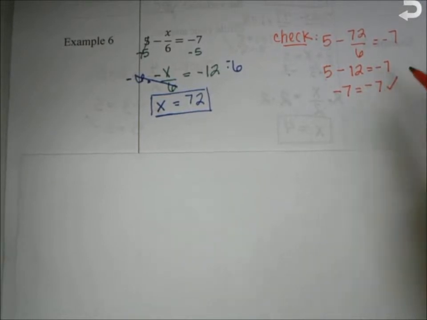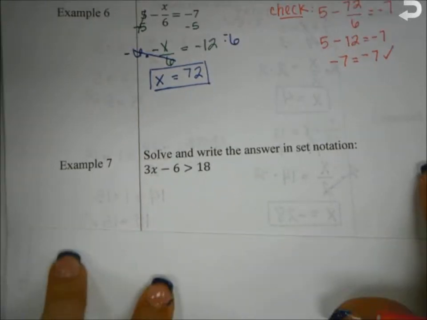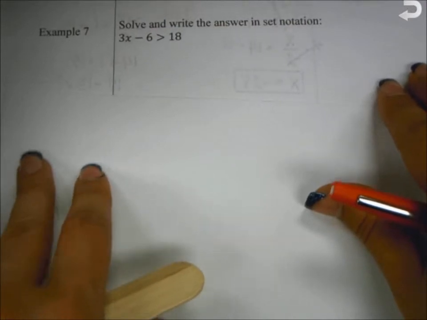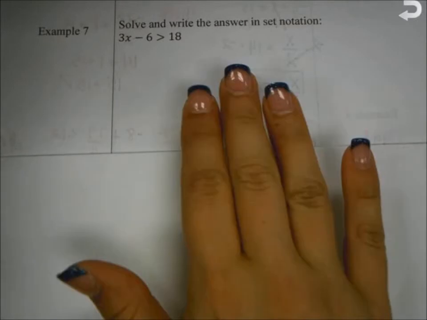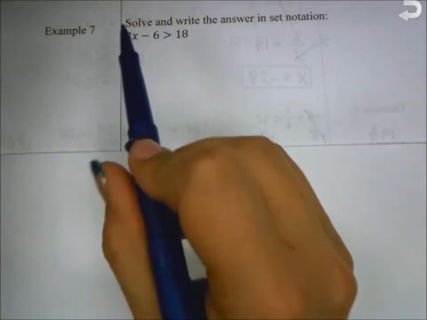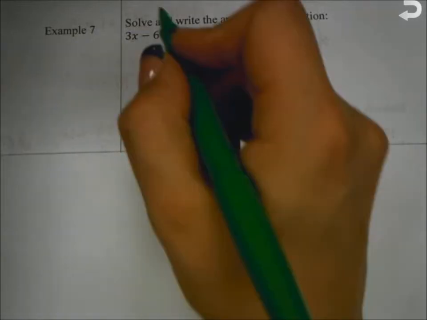Example 7. Solve and write the answer in set notation. Okay, this is something that we haven't really done before, but guess what? It's pretty easy. The first thing that we're going to do is solve this exactly as we've been doing. So what am I going to do first? I don't divide first. I have to do the addition and subtraction first, so I add 6 to both sides. Follow the steps. It's always the same steps.